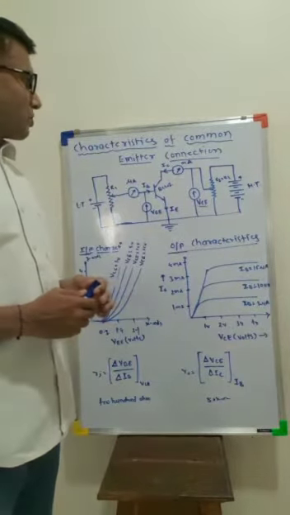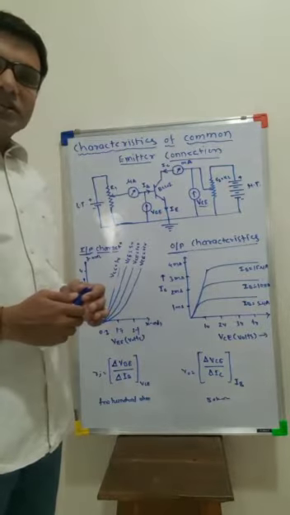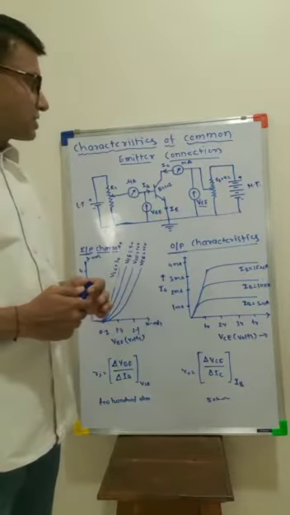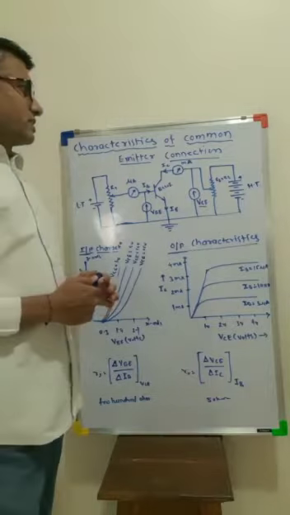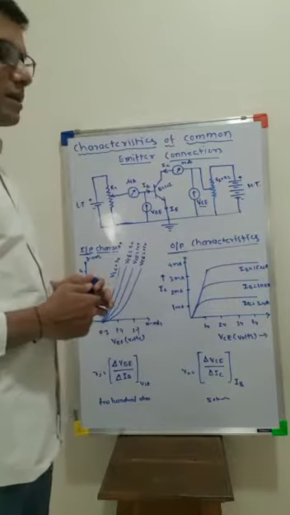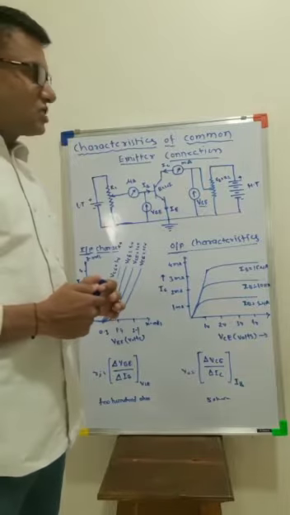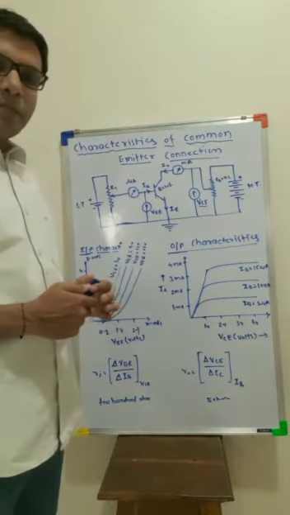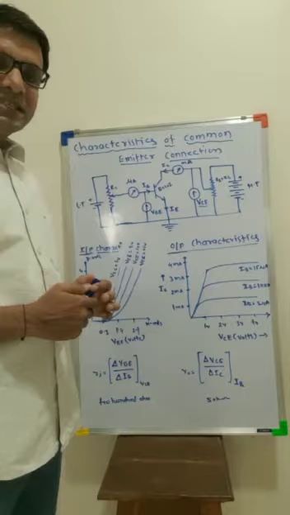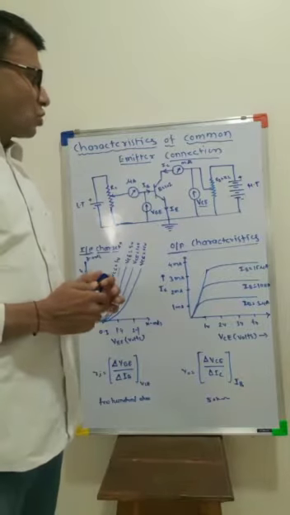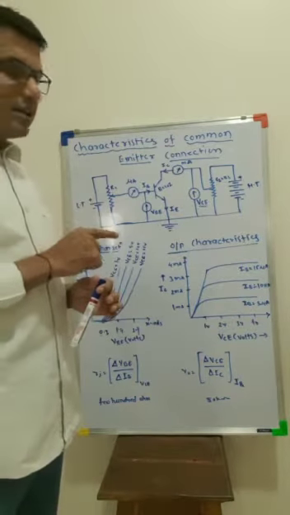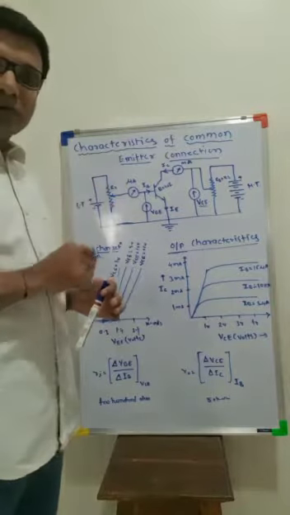Today we discuss the topic of transistor connections. In transistor connections, there are three connections: common emitter, common base, and common collector. A transistor has three terminals: emitter, base, and collector. Out of the three terminals, one is common to input as well as output.